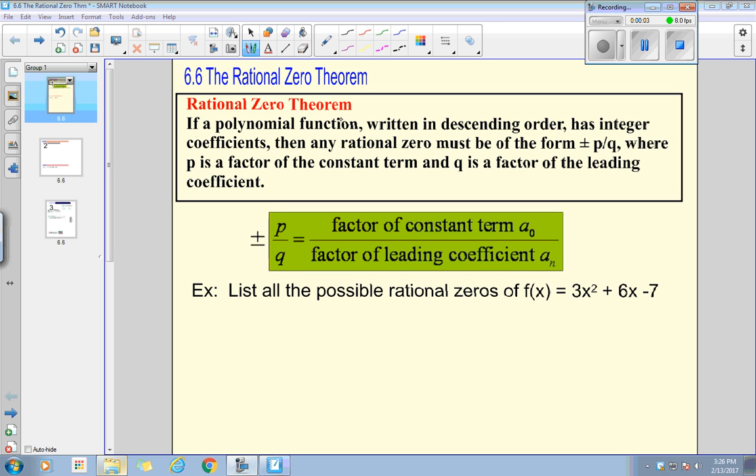Let's talk about the rational zero theorem. So we got another theorem here that's going to allow us to take one more step in this journey of solving polynomials. So here's what it says. It says, if a polynomial function written in descending order has integer coefficients, then any rational zero must be of the form plus or minus p over q, where p is a factor of the constant term and q is a factor of the leading coefficient.